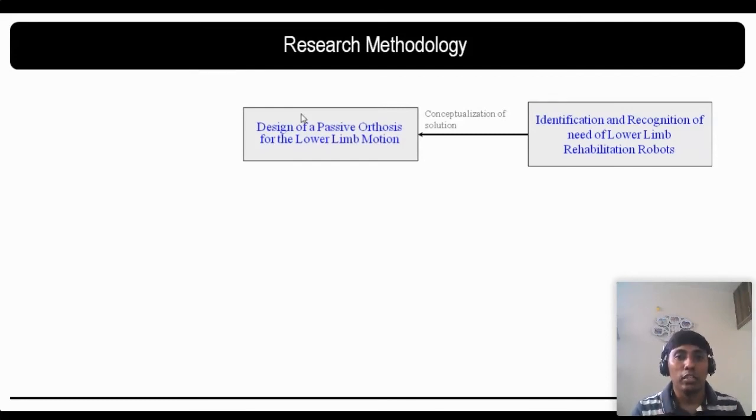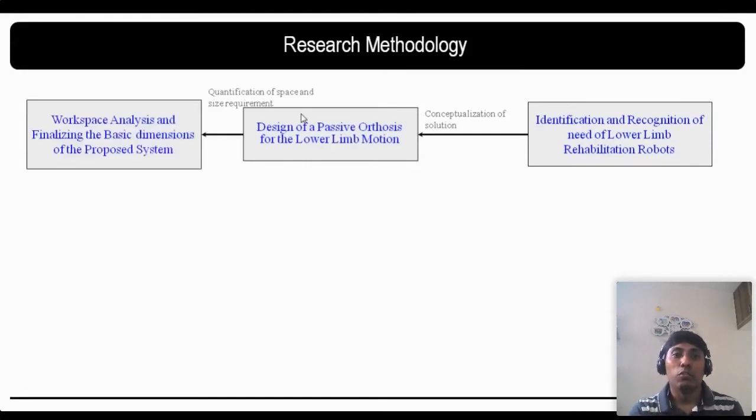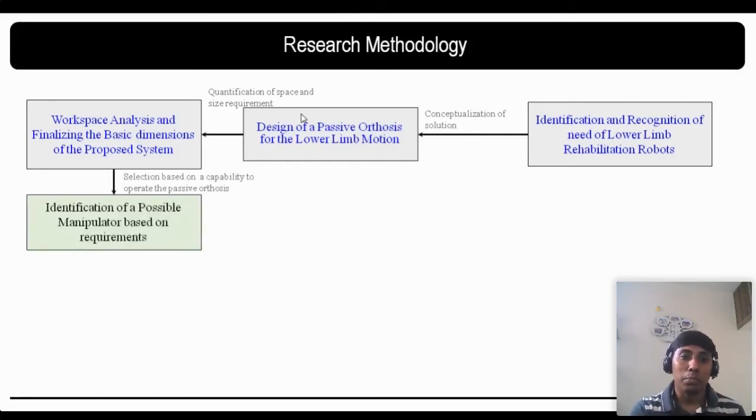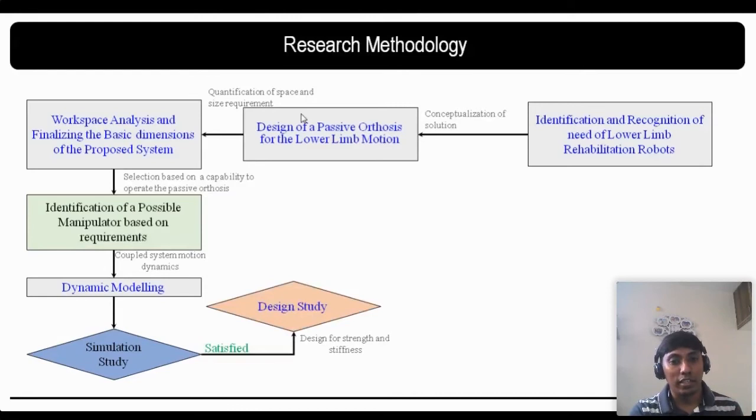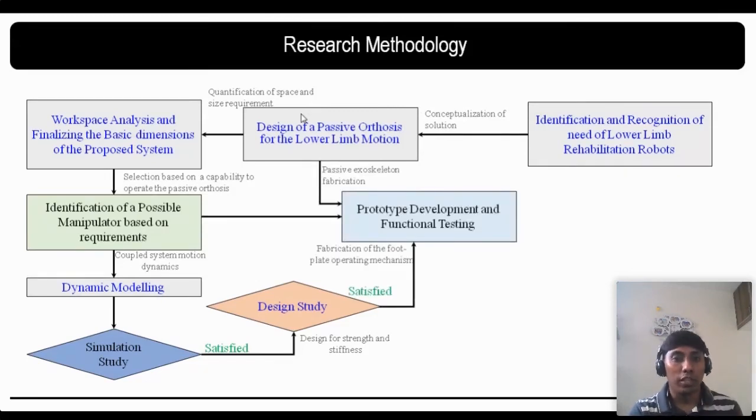The first important thing we have to see is the passive orthosis with gravity balance. Once this is done, we can see how to energize this passive orthosis. For that we have to do a workspace analysis and come up with the final dimensions. Based on that you can identify the best possible manipulator, and then make the dynamic model and do the simulation study. With motion dynamics you go ahead, then structural dynamics you come back to as a design study. You see the design is providing all required motion and all required strength. Then you make a prototype along with the passive orthosis and do the test.